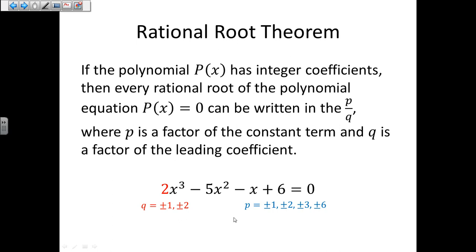Now what we're going to do is take each p value and divide by each of these q values. So we're going to take 1, 2, 3, and 6 and divide by 1.